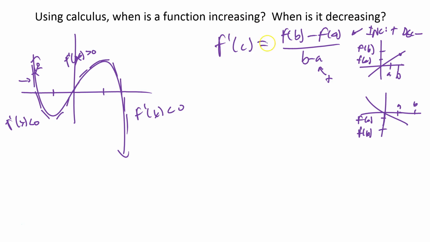So f prime of c, that means the derivatives in between those two points, a and b, will always be positive or negative. And if you were talking about a point, you can just squeeze a and b really close around that point, and then you can say the derivatives in between there are all negative, so it tells you it's going to be increasing or decreasing just by that.